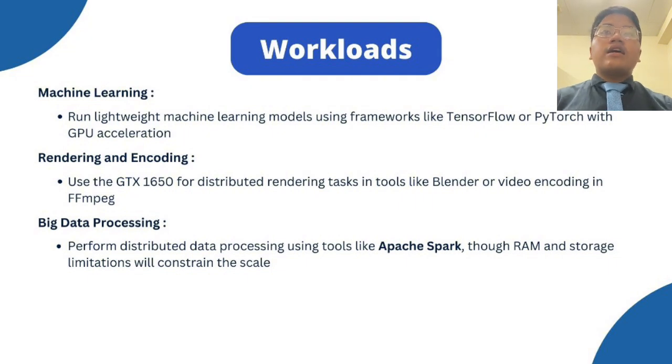First, for machine learning, run lightweight machine learning models using frameworks like TensorFlow or PyTorch with GPU acceleration. Second, rendering and encoding. Use the GTX 1650 for distributed rendering tasks in tools like Blender or video encoding in FFmpeg. Third is big data processing. Perform distributed data processing using tools like Apache Spark, though RAM and storage limitations will constrain the scale.